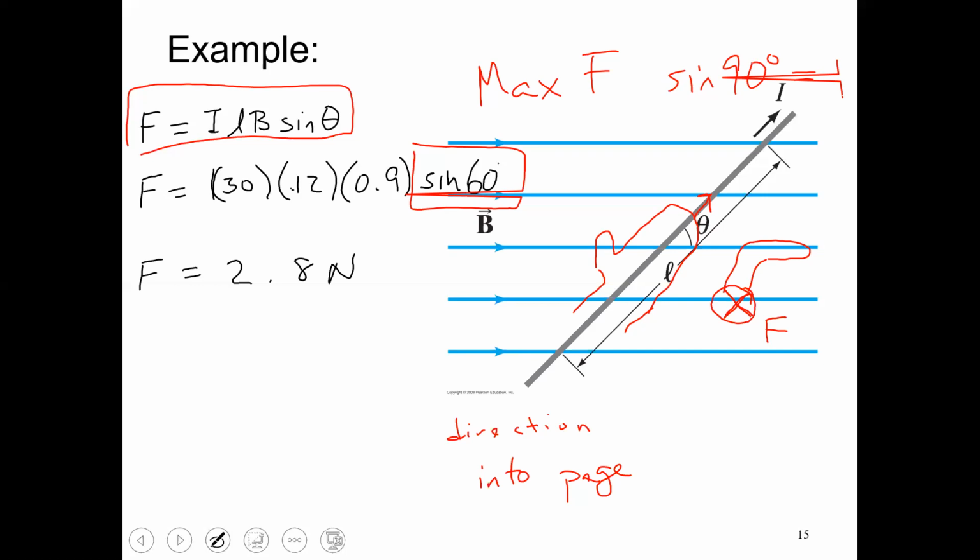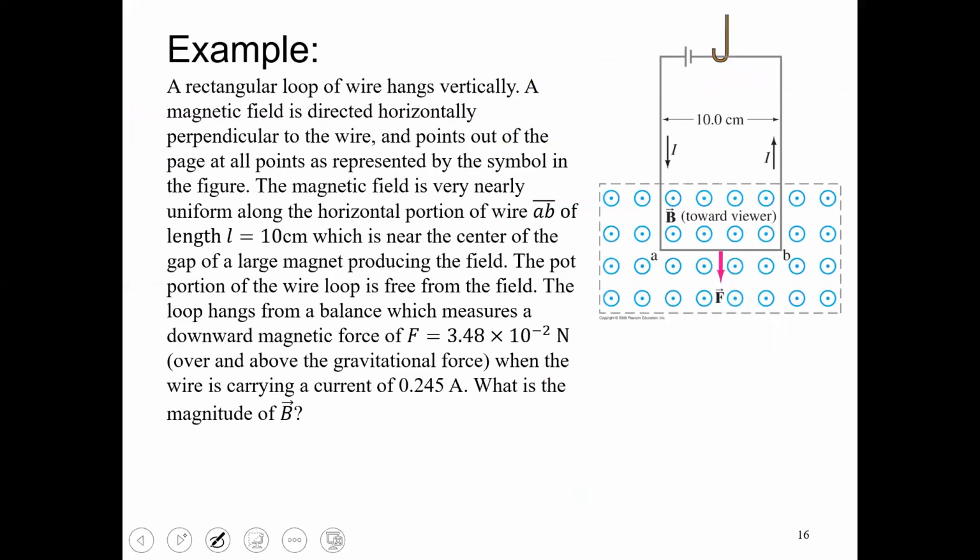All right, so that's one good example. How about another example? Let's say that we have a rectangular loop of wire. It's hanging vertically, and we've got a magnetic field directed horizontally perpendicular to the wire. So remember those dots with a circle around them? That is a magnetic field pointed out towards you.